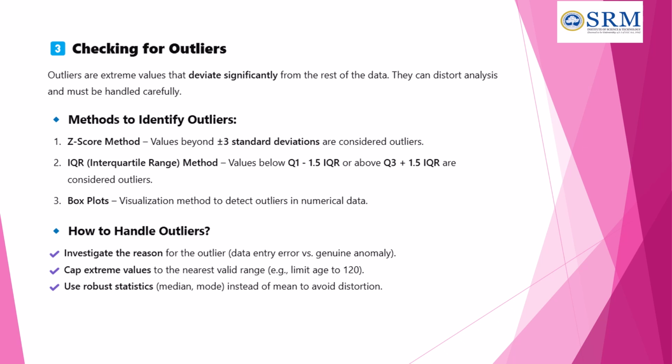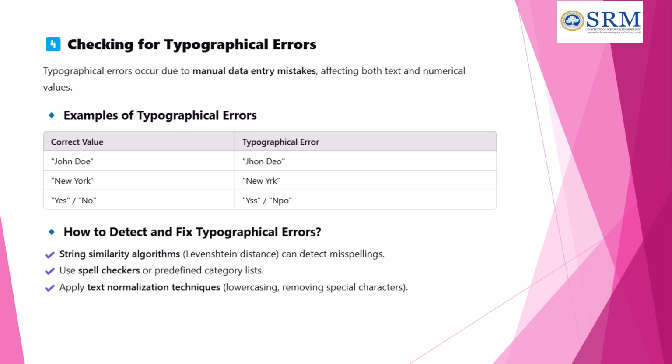We can also use box plots, which are graphs that show outliers visually. Once outliers are identified, it's important to check why they exist, whether they are data entry mistakes or real unusual cases. We can handle them by either capping their values within reasonable limits, or by using more robust statistics like the median, which are less affected by outliers than the average.